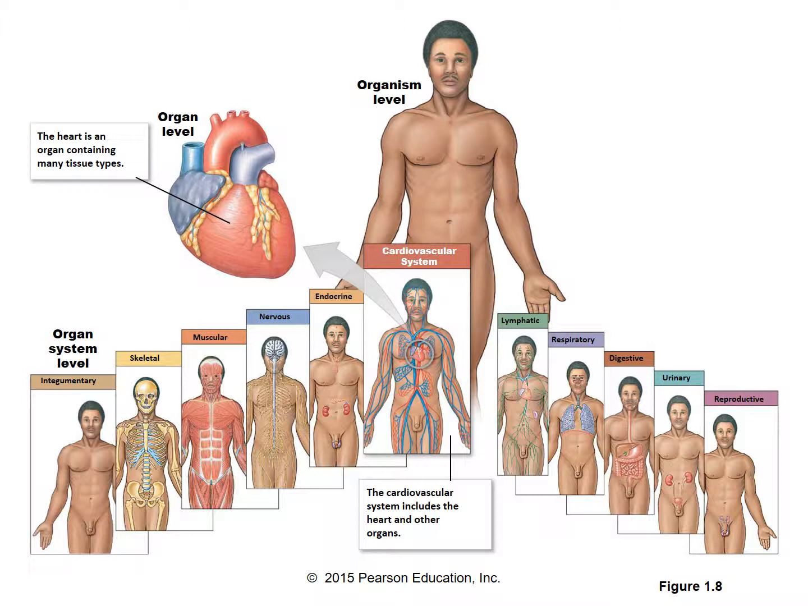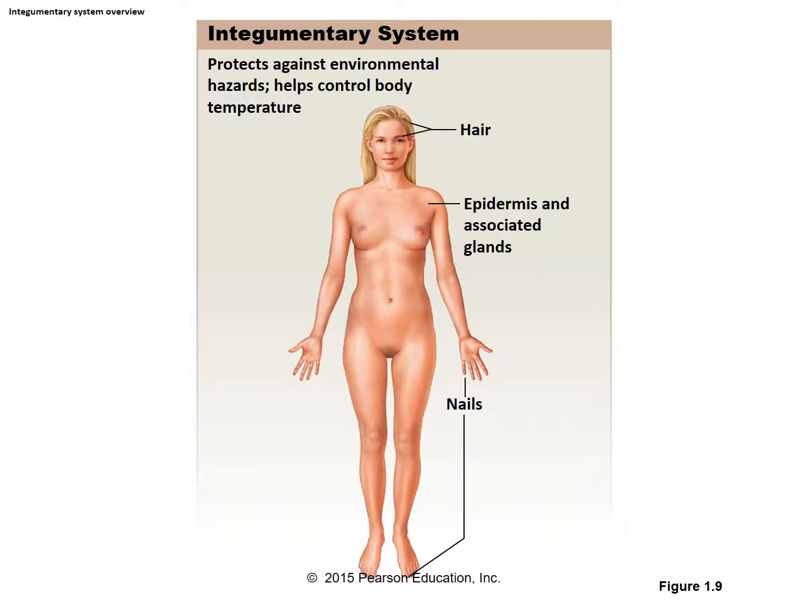Let's go through each one of the organ systems. The first organ system is the integumentary system. This is going to be your skin and the overall linings of your body. It protects against environmental hazards and helps to control body temperature. It consists of your epidermis or skin. It's going to consist of your nails, your hair, and a lot of the different linings of our inner body.